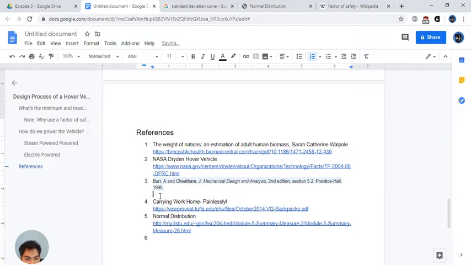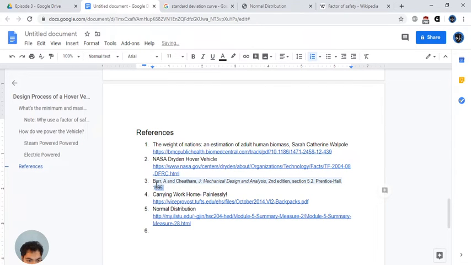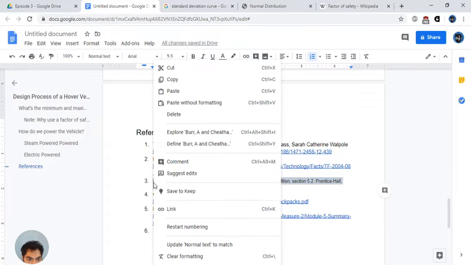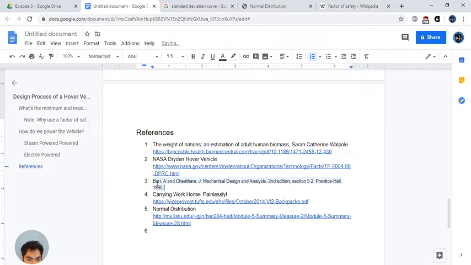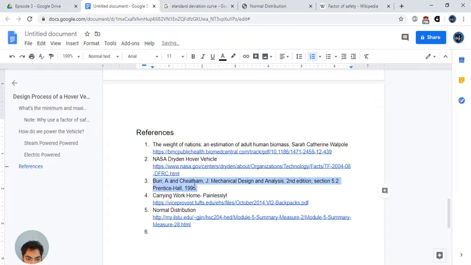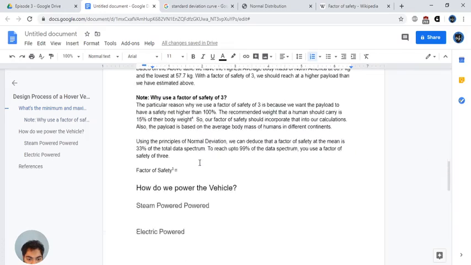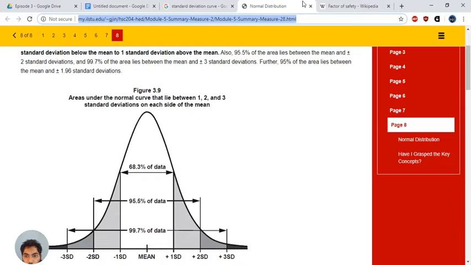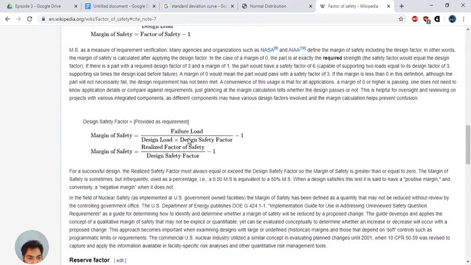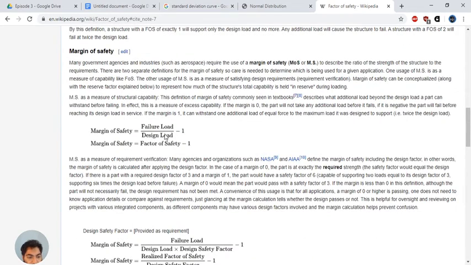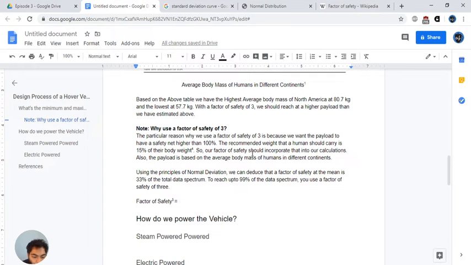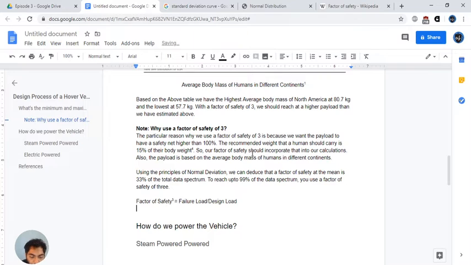You wanna see some magic right here? Boom. So yeah, you're using that, and I'm going to use this formula right here. Failure load, design load. That's it. Failure load over design load. Right?